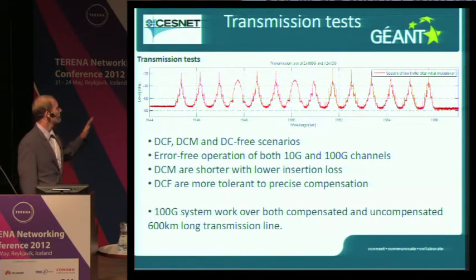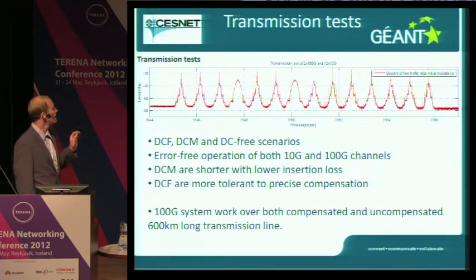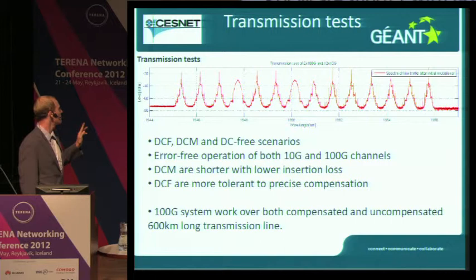From these 3 scenarios, the 100G was working all the time without any error. We just wanted to highlight that we would prefer those dispersion compensating modules in our network, as they have better performance. They don't have that large insertion loss, and also the nonlinearity is lower for DCM. Then we found some kind of interesting feature: the DCF seemed to be more tolerant of precise compensation.